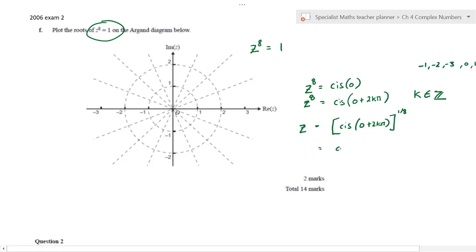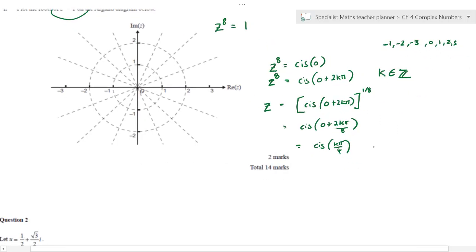Okay, but what are we doing to the power? 0 plus 2k what? Pi on 8. Look at that. Isn't that awesome? Now, that's going to be cis of what we're going to do. That's going to be 2kπ on 8, which is kπ over 4.